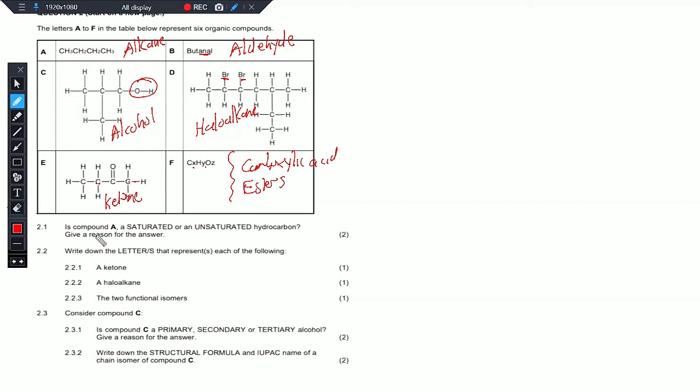Then 2.1 is compound A, saturated or unsaturated hydrocarbon. Give a reason for the answer. Now looking at this one here, we can tell that it is saturated because with alkanes, we know that there are single bonds between the carbon atoms. So your reason here should be because there are single bonds between the carbon atoms.